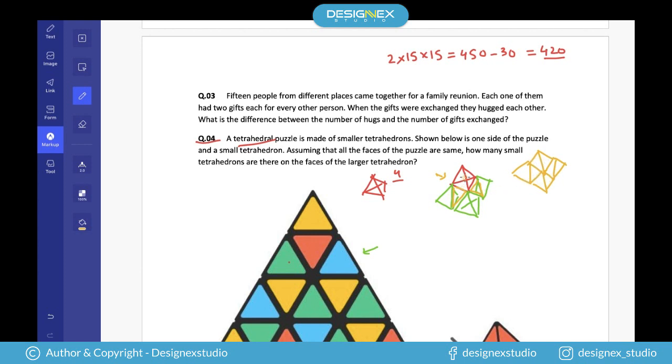So if I count, one is here, one, two, three, four. Now, in this way, this is already counted. So one, two, three, four, five, six.